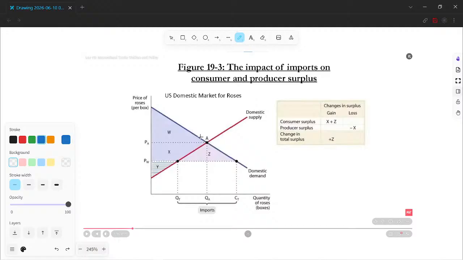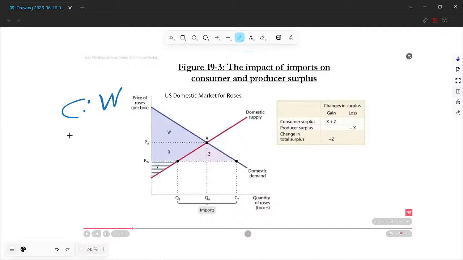And when we were at point A with autarky, we had the consumer surplus of W and the producer surplus of X. Right, so consumer, I know the answer is here, but I'm trying not to look at it so I can think through it myself. Consumer, it was W. Producer is X, right? In autarky.